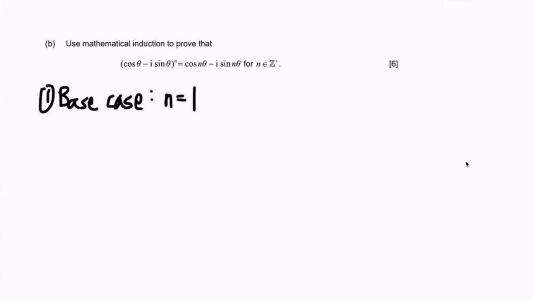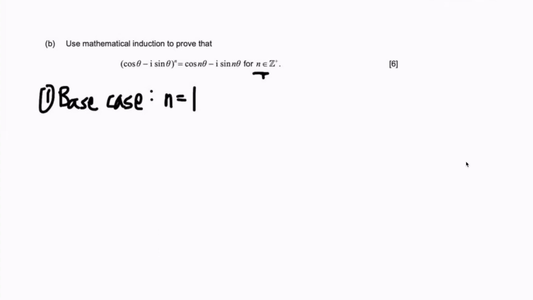And why n is equal to 1? Remember, we're using the lowest possible value of n, and n is defined as the set of all positive integers, so 1 is naturally the smallest positive integer.